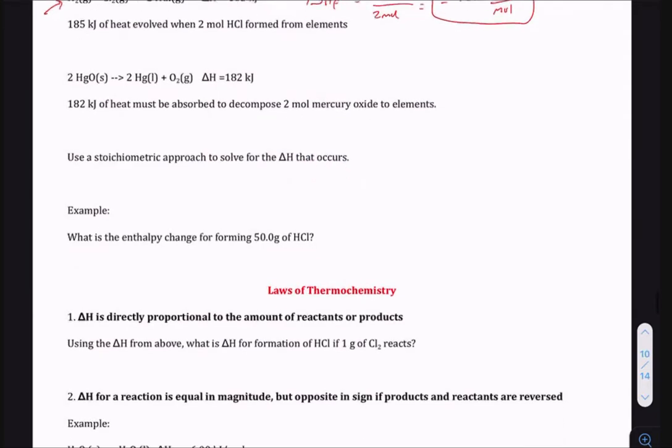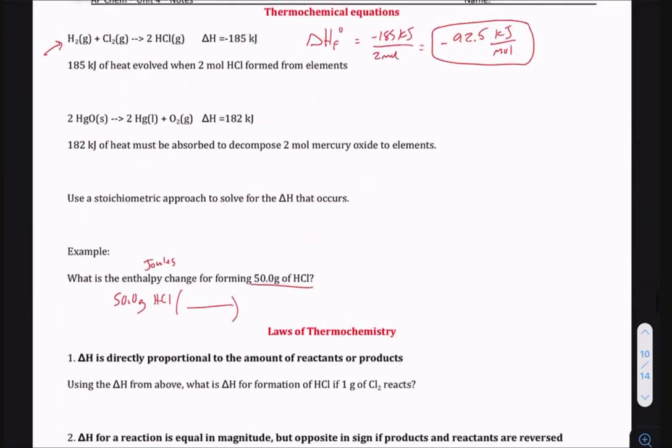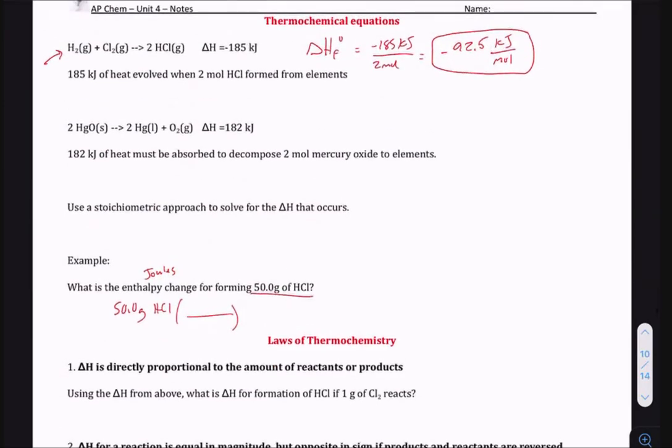Okay, so what is the enthalpy change if we form 50 grams of HCl? What is the enthalpy change? In other words, they're asking for how much heat, how much energy, right? How many joules? So, 50 grams of HCl. Grams will not help you here because all of your terms here involve moles. So the molar mass of HCl, 36.46.